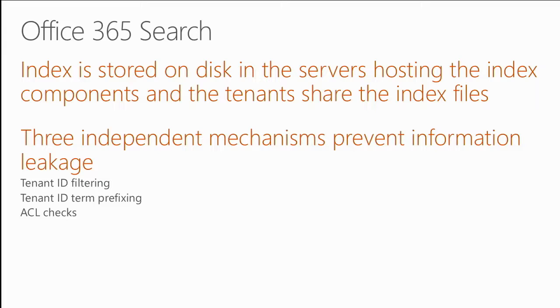So we do both tenant ID filtering. We also have tenant ID term prefixing, which is literally taking the tenant ID and slapping it on every term that's being searched against. And then there's the ACL checks, the actual security permissions as well. All 3 of these mechanisms would literally have to fail in order for search to return documents or data from the wrong tenant. So it is extremely unlikely in the extreme that would ever happen.